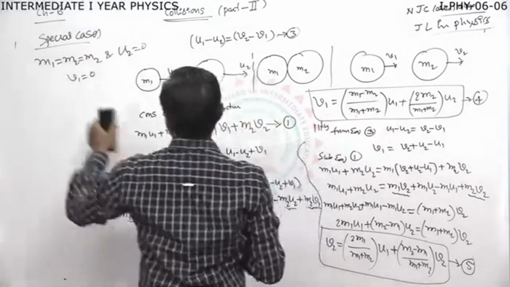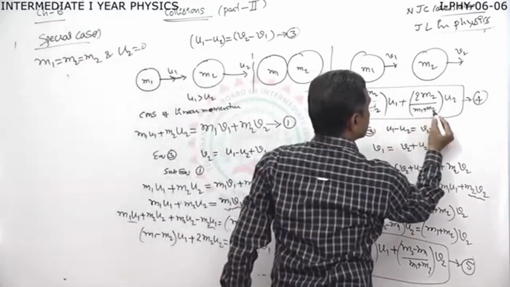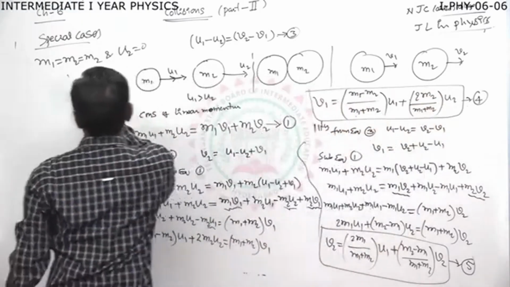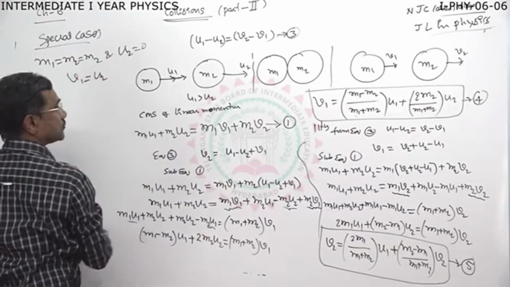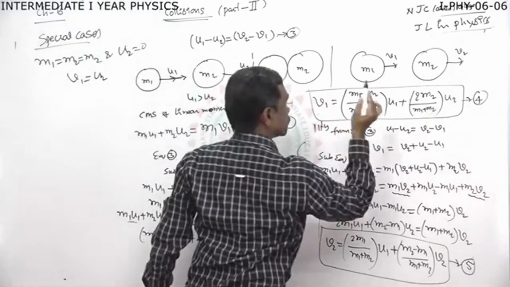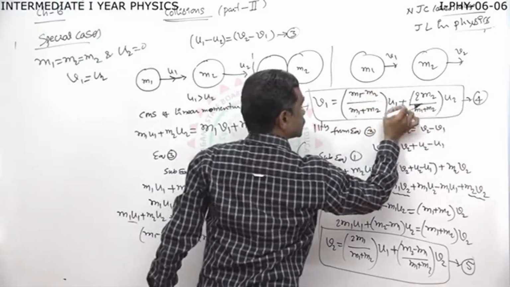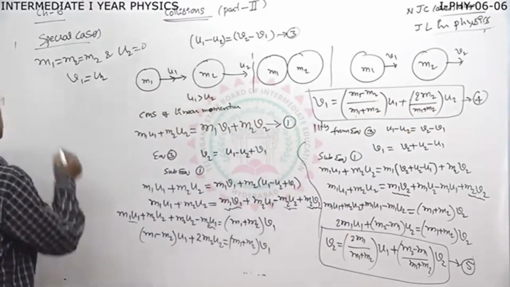So here, in the second part, M1 will be equal to M2. So 2M2 gets cancelled, so that V1 will be equal to U1. V2 is equal to U2. The first term will become 0 because M1 will be equal to M2. So here, velocities get exchanged.